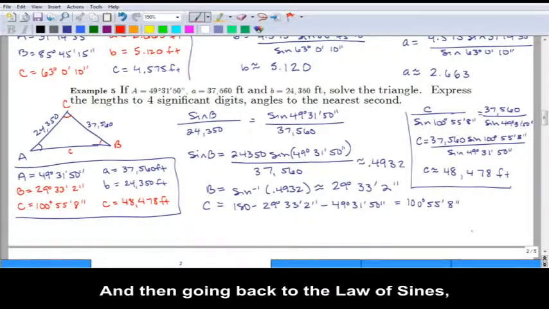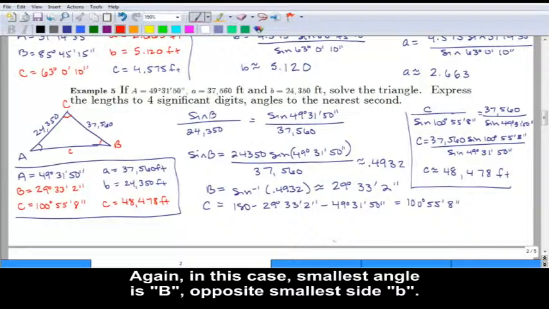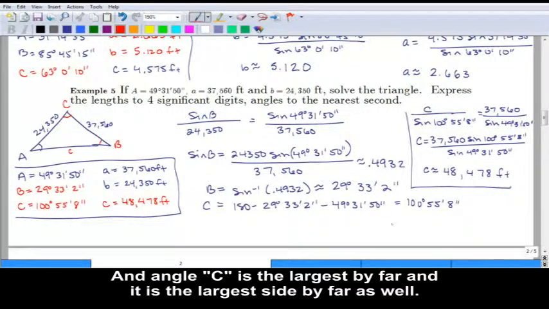And then going back to the law of sines, you should have found that side C was about 48,478 feet. Again, in this case, smallest angle is B, opposite smallest side B, and angle C is the largest by far, and it is the largest side by far as well.